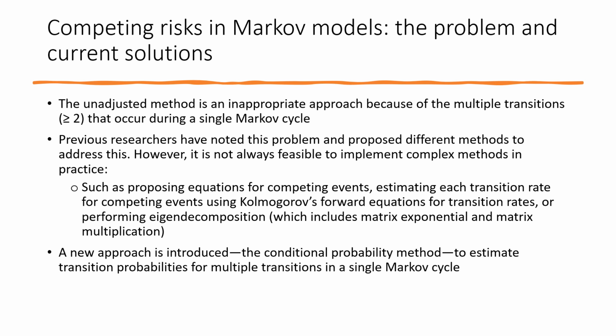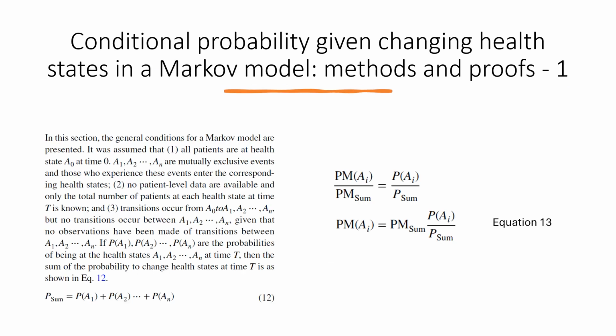Here, we introduce a new approach, the conditional probability method, to estimate transition probabilities for multiple transitions in a single Markov cycle. This method can be used in both one-way and two-way transitions Markov models, examples 6 and 7, below. We provided the proofs of conditional probability given changing health states in a Markov model.